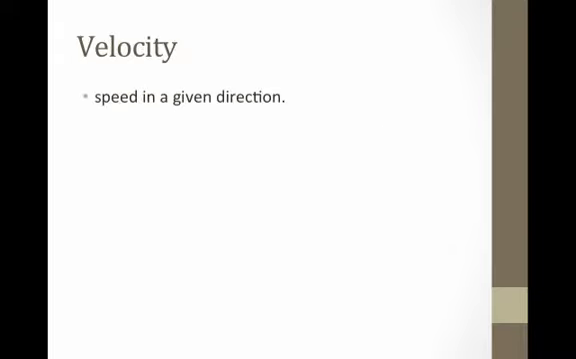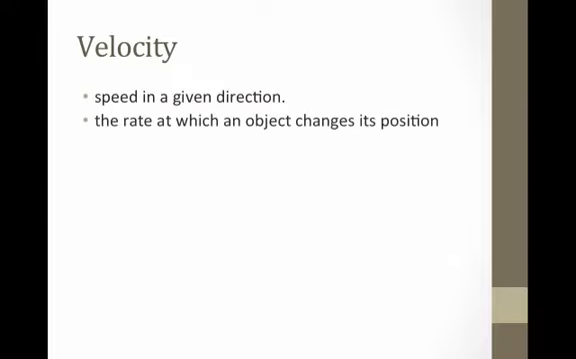Velocity. Velocity is speed in a given direction. So yes, it's very similar to speed, but it also considers direction. It is the rate at which an object changes its position. An example of velocity is 761.207 miles per hour, but it's a vector quantity, so don't forget the direction, east.